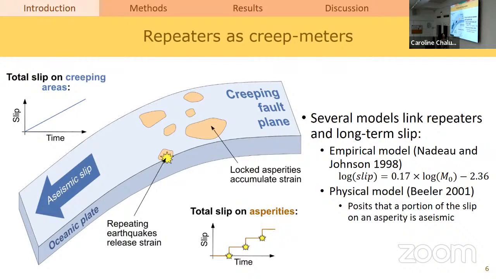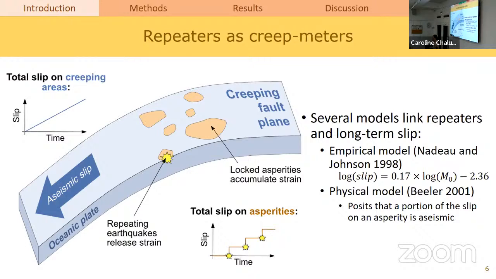And so the pattern of slip on these regions is this kind of seesaw pattern. And so that means that by measuring the slip that's occurring during these repeaters, we can then deduce the amount of slip that actually occurs on the aseismic portions of the fault. To do so, we have a few different models that have been developed.